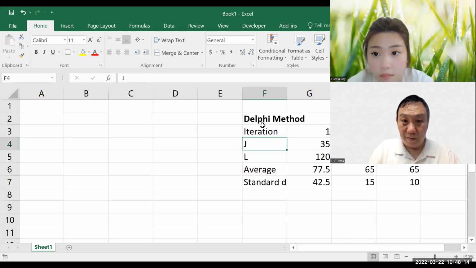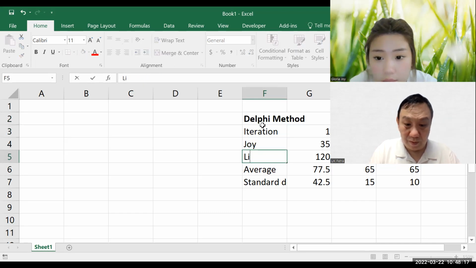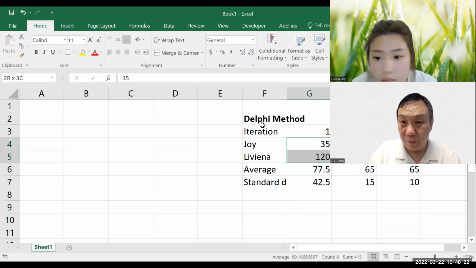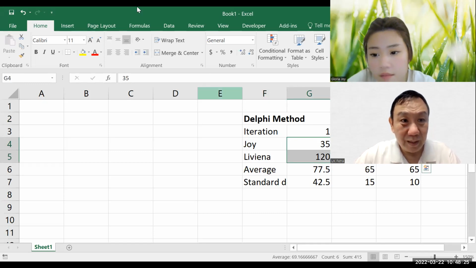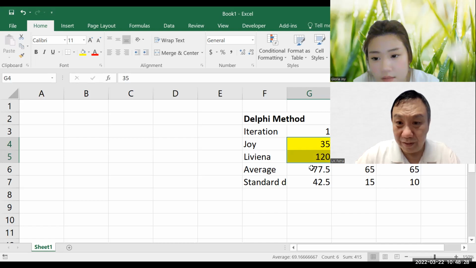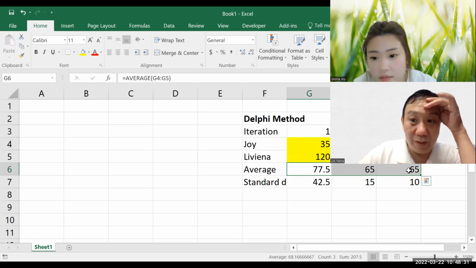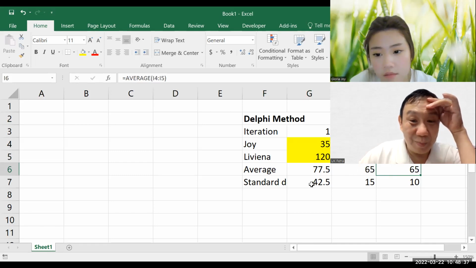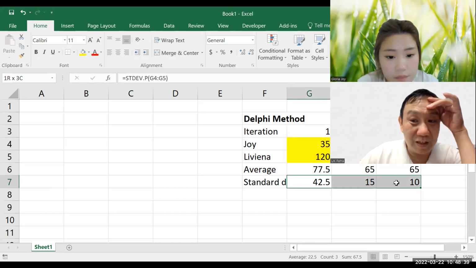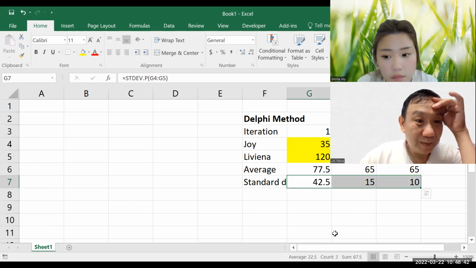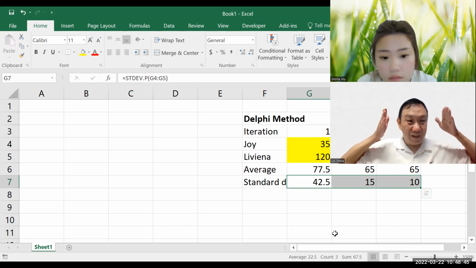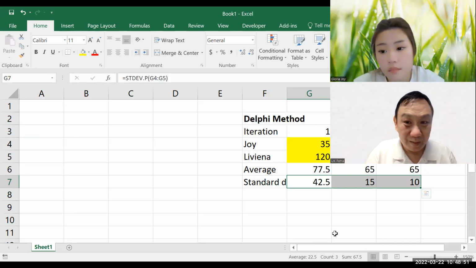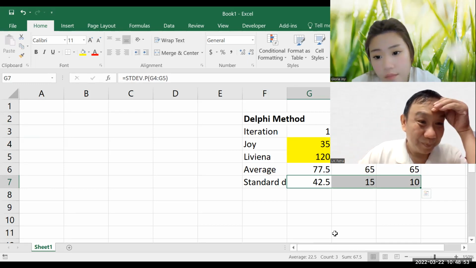Right? So this is Joy, this is Livy. So you see here, in the beginning, this is what you tell, and if you look at it, the average is going to be converged, right? And the most important, how do you know it's converged, is actually the standard deviation. Can you see it? The standard deviation will go down, become smaller. Okay, so this is amazing.